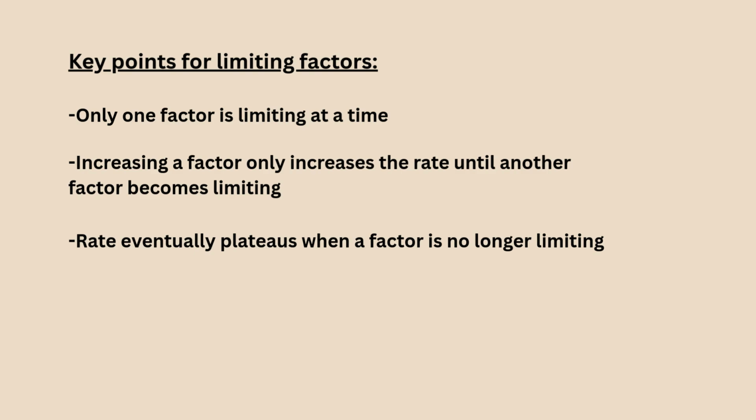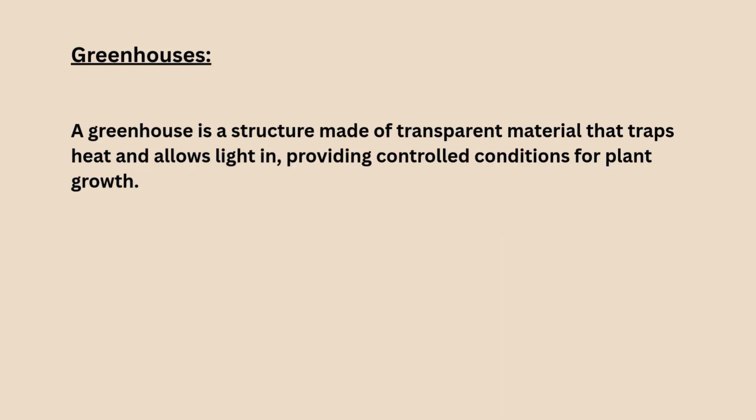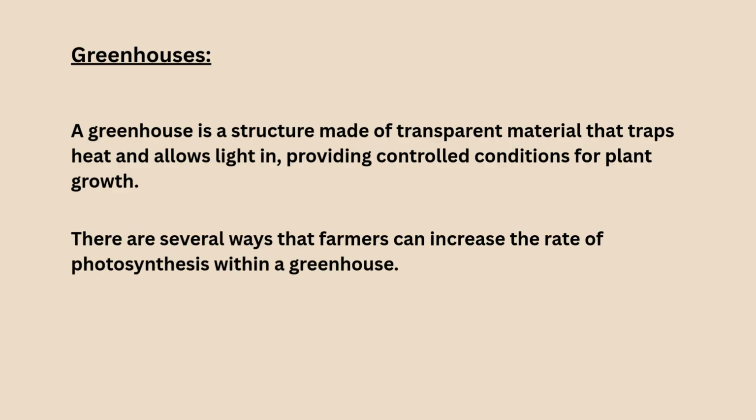is no longer limiting. A greenhouse is a structure made of transparent material that traps heat and allows light in, providing controlled conditions for plant growth, and there are several ways that farmers can increase the rate of photosynthesis within a greenhouse. Light intensity can be increased by using artificial lighting. This, however, has a high electricity cost. Temperature is increased by using electric or paraffin heaters within the greenhouse, but the electricity is expensive and there is also a cost to the paraffin.